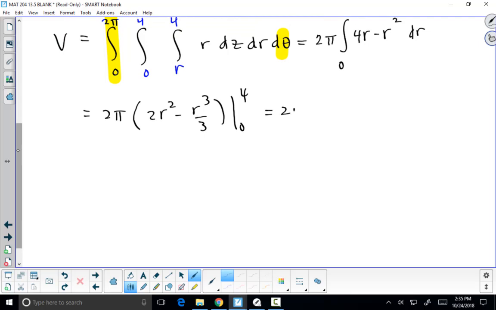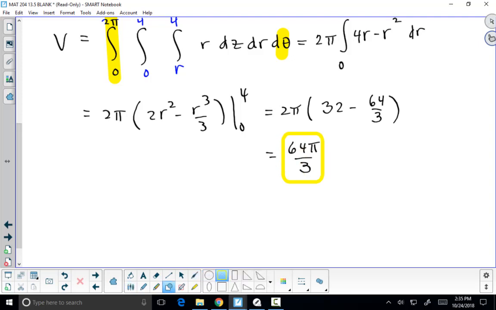And we're almost home. 8. Oh, 64 thirds. 96 thirds minus 64 thirds is 32 thirds. 32 thirds, 64 pi over 3. That's what I got. Oh, good. We'll go with it.